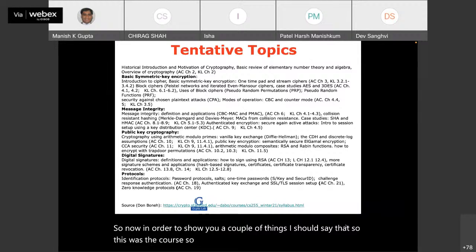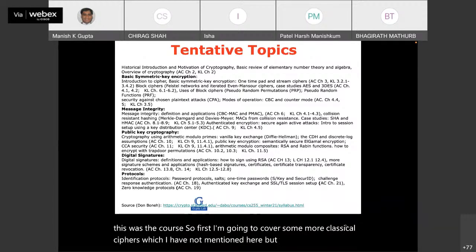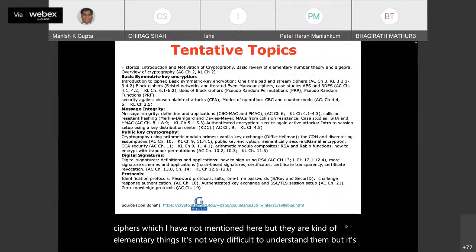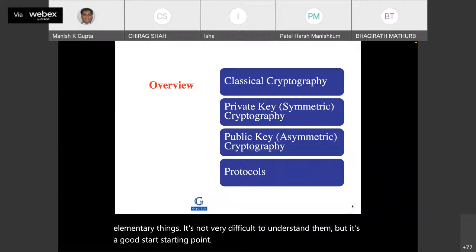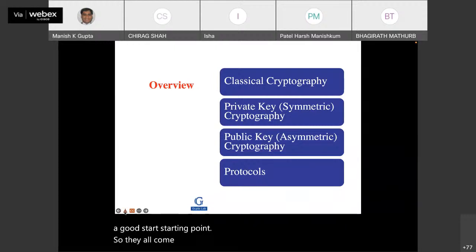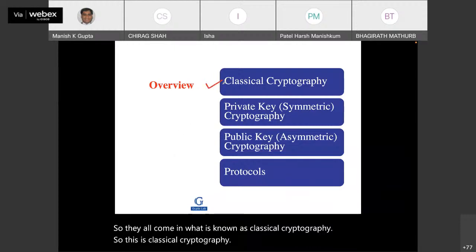First I'm going to cover some more classical ciphers, which I have not mentioned here, but they are kind of elementary things. It's not very difficult to understand them, but it's a good starting point. They all come in what is known as classical cryptography. Then we'll discuss later on private key, public key, protocols and so on. So first I am going to focus on classical cryptography.